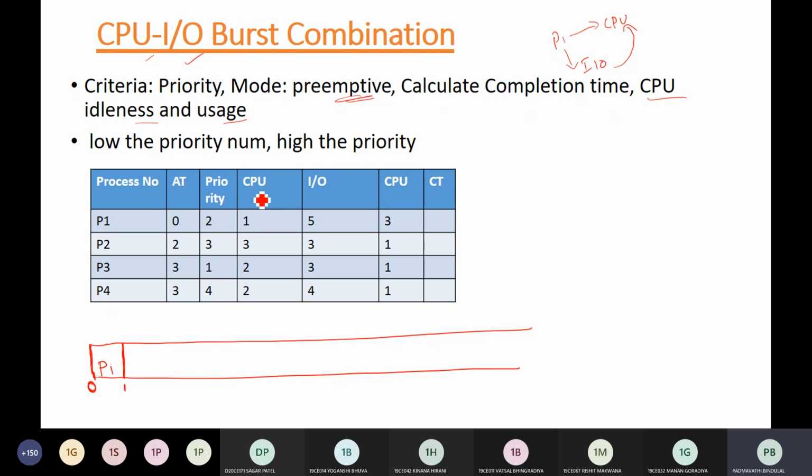P1 process, its burst time, here the CPU burst is given. This first burst time is completed, it's considered as 0, as it has already completed its execution. Now at the first instant, do you have any process in your system? At the first instant, you don't have any process which wants the CPU. And P1 has completed its execution and has started its IO operation. That means from here it is executing the IO operation.